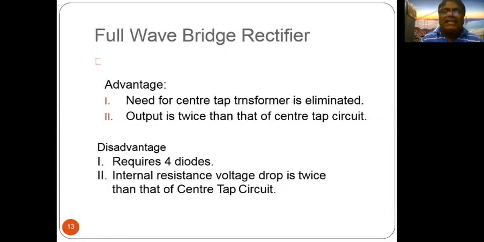Disadvantage: the main disadvantage of the bridge rectifier is that it requires 4 diodes. Next disadvantage, the internal resistance voltage drop is twice that of the center tap circuit.